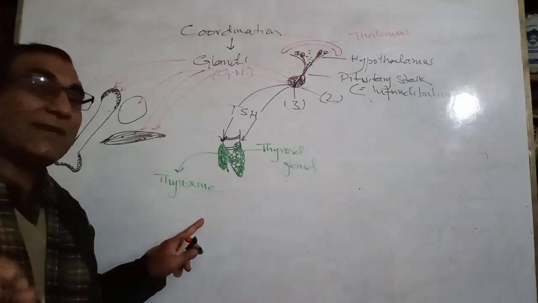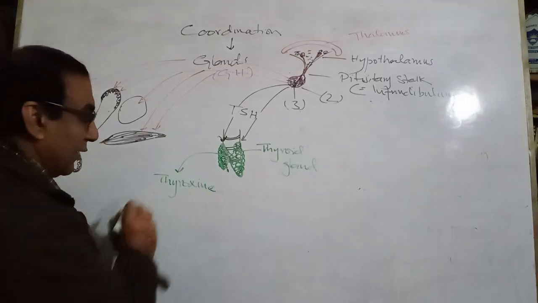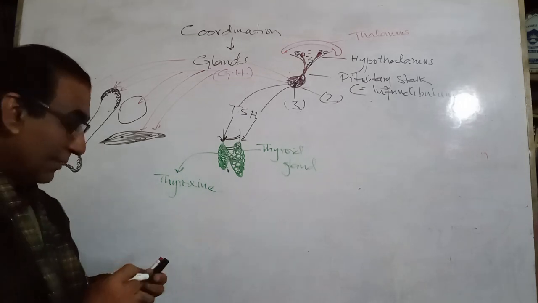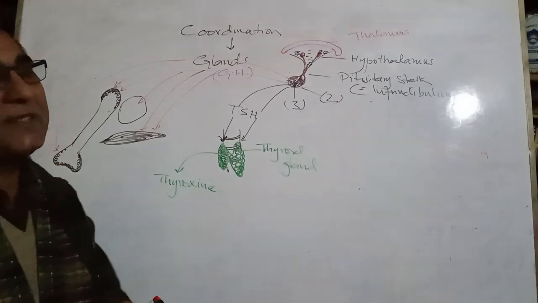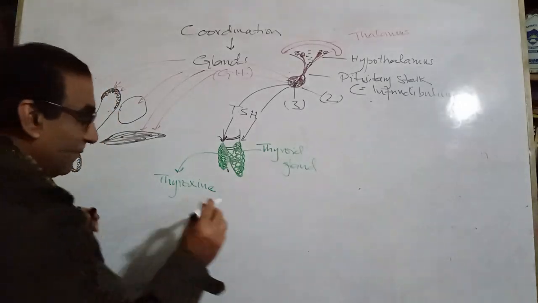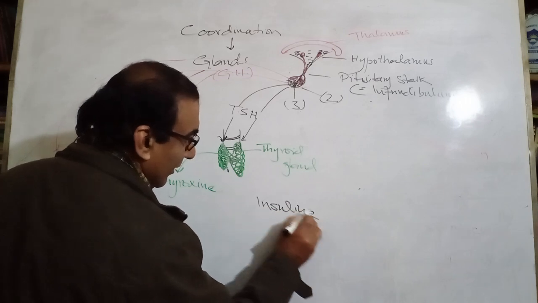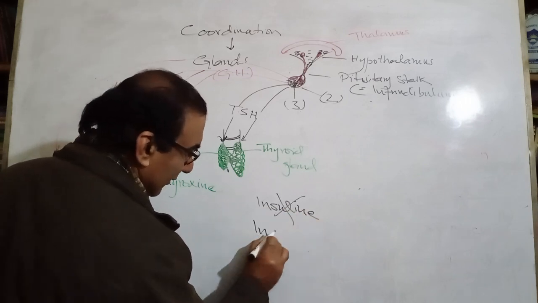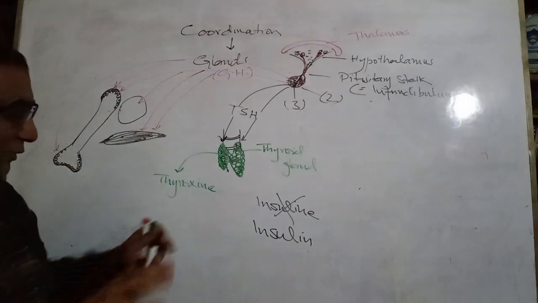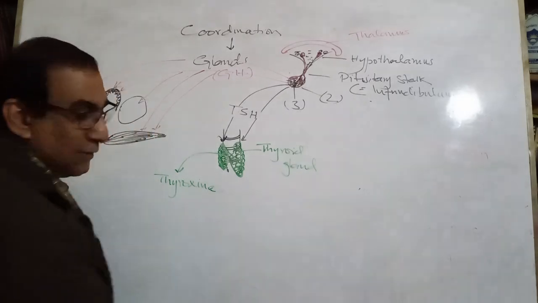Usually the students misspell thyroxine. They miss the E at the end of thyroxine. It is thyroxine. And there is another mistake committed by the students. When they write insulin, they write it like this. This is wrong. It is insulin. Mind it. These are the mistakes committed by the student community.